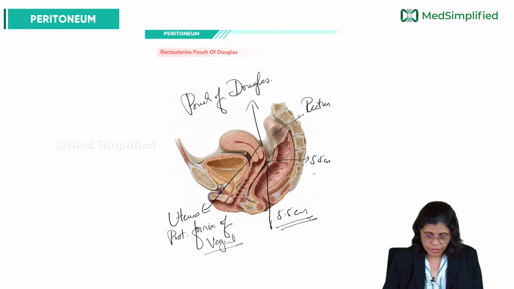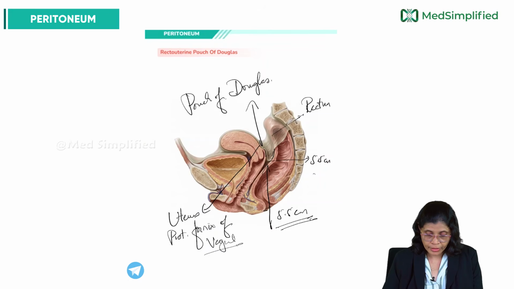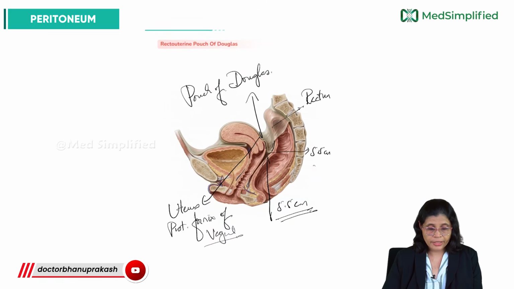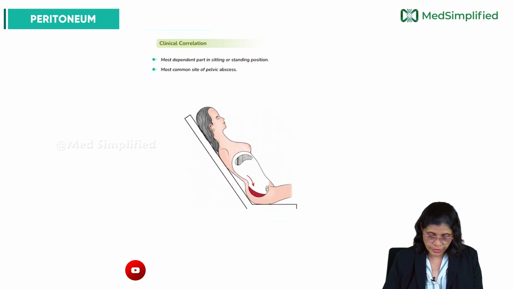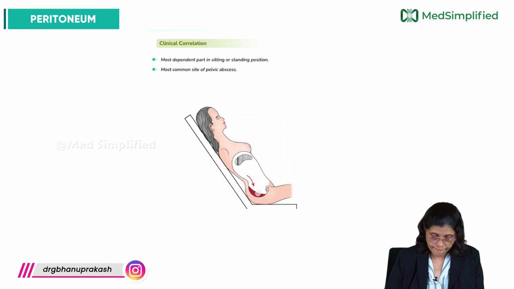Since it is the most dependent part of the peritoneal cavity below the pelvic brim, the pus tends to collect there and form the pelvic abscess. So it can be drained through the posterior fornix of the vagina, which we call the colpotomy. Colposcope is the instrument used to see. Colpotomy is the procedure which we do to drain the pus from this pouch. So you can see this is the most dependent part in the pelvis and the site of pelvic abscess.